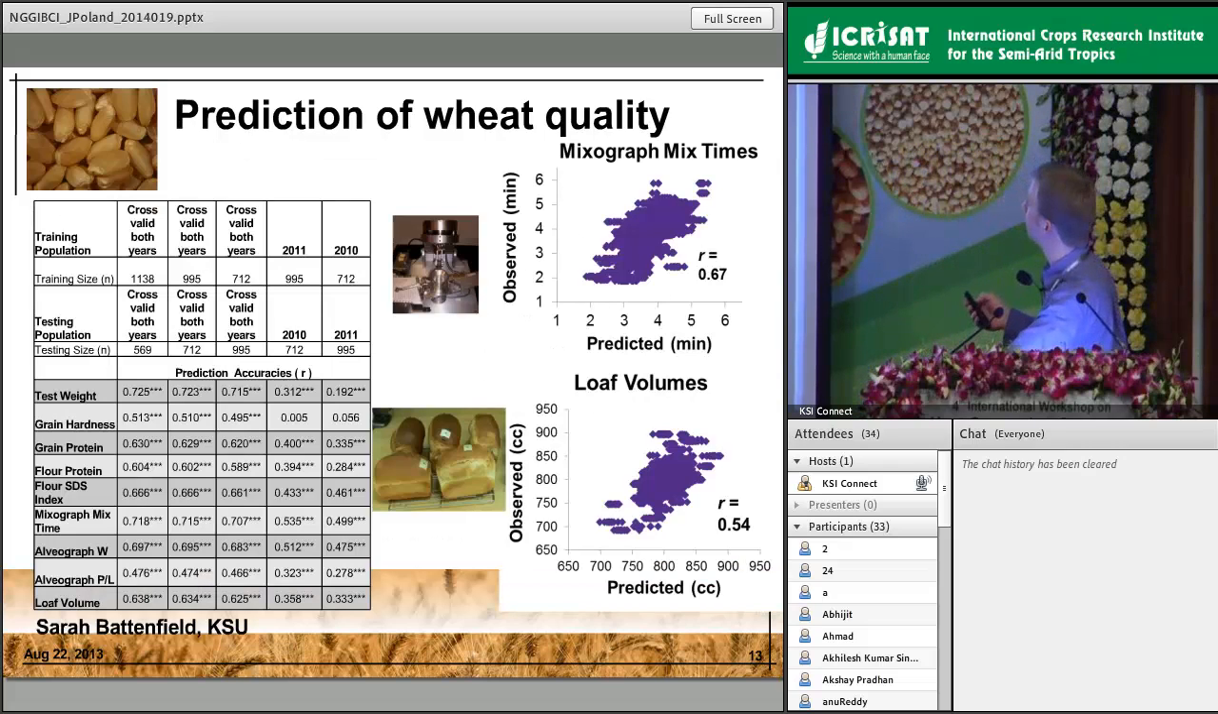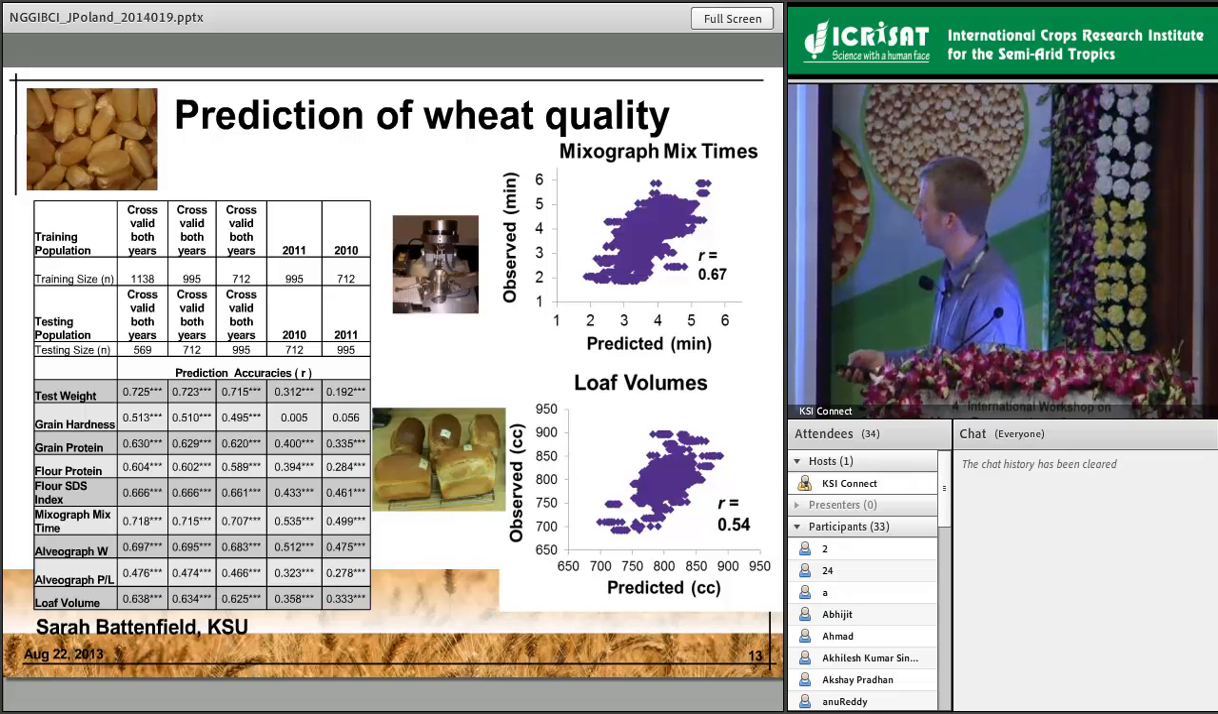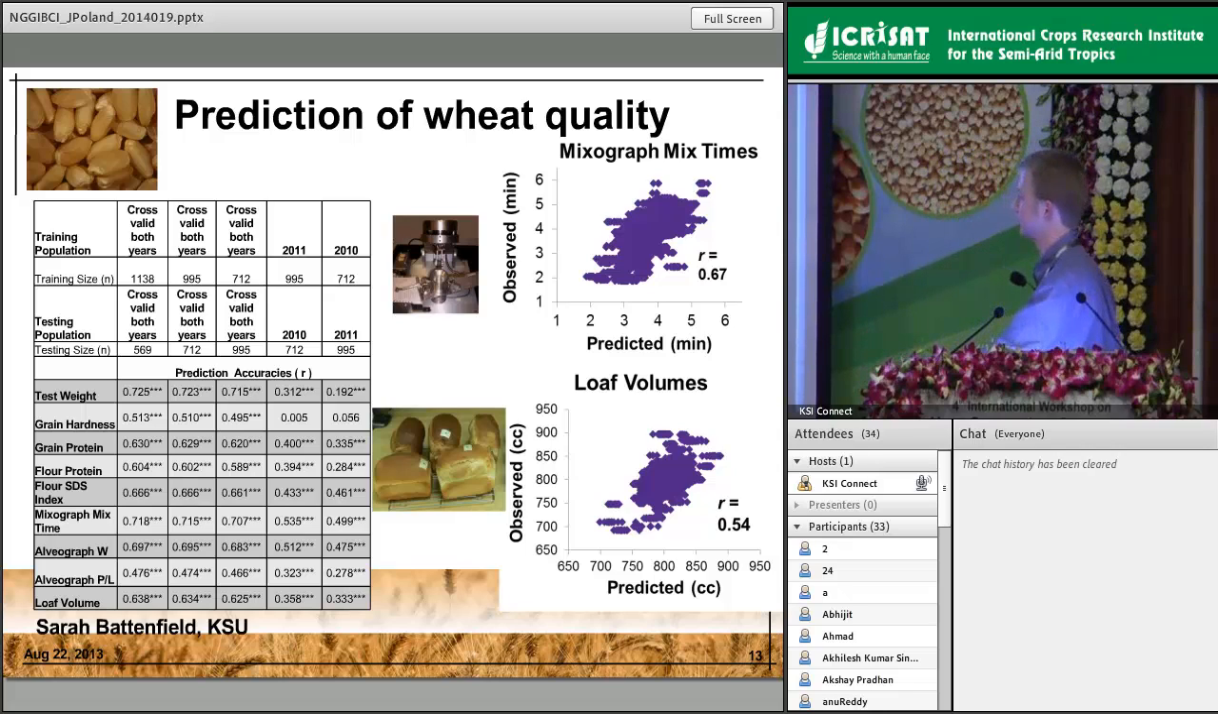And so this is a really busy slide here, but what I want to point out is that for all of these different quality parameters, including test weight, grain hardness, mixing times, and loaf volume, we had really good prediction accuracies in the range of 0.3 up to 0.6 and 0.7.